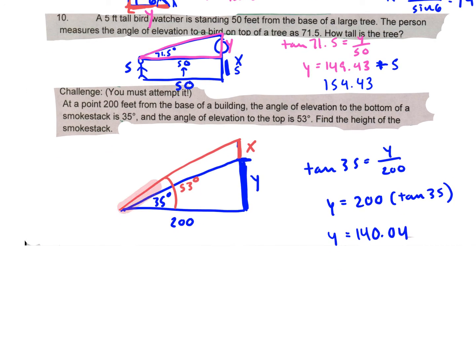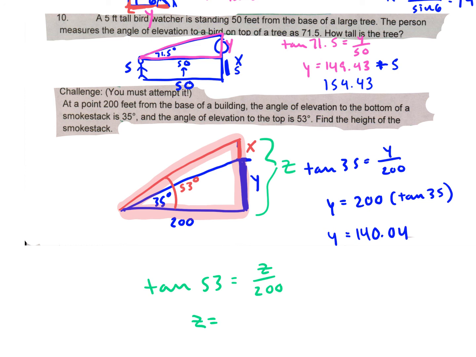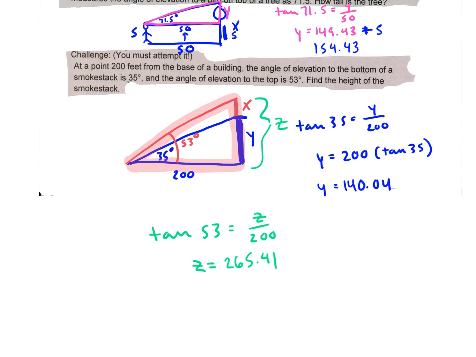And then next I can look at the whole triangle here. So again, I'm going to take tangent, but here I'm going to find the whole length here. So I'll call this z. So tangent, what's my theta here? What angle am I looking at for the whole triangle? 53 is equal to z over 200. So I get z is equal to 265.41. And then to find just the smokestack, I would take the whole thing z and subtract y from it.